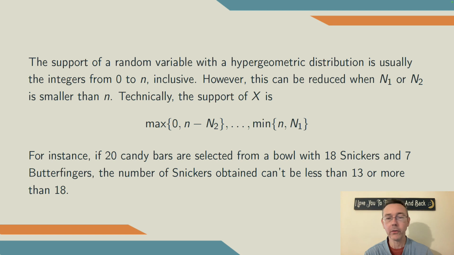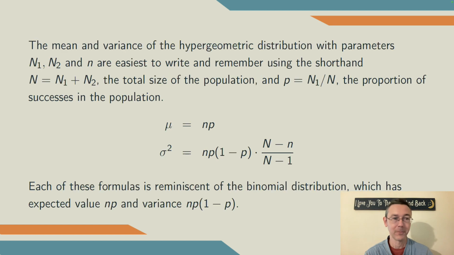But that can be reduced a little bit when either n1 or n2 is smaller than that sample size. I've written out the technical version of the support here. It's all the integers inclusive from the maximum of 0 and little n minus n2, all the way up to the minimum of little n and big N1. For instance, if you have 20 candy bars selected from that bowl that had 18 Snickers and 7 Butterfingers, the number of Snickers bars that you get, the value of x here, can't be less than 13 or more than 18. There just aren't enough candy bars to get numbers outside that range.